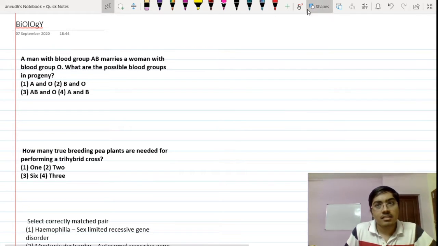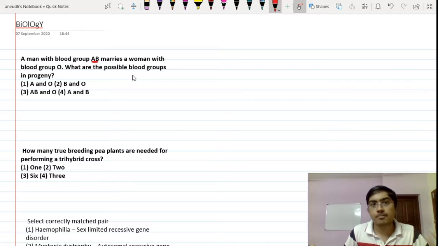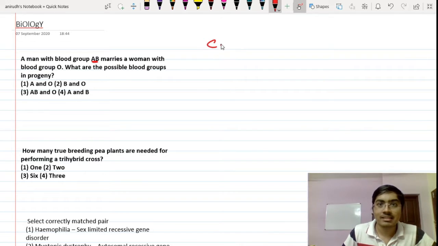A man with blood group AB marries a woman with blood group O. What are the possible blood groups in the progeny? The point to remember is about codominance. Codominance is to be remembered.